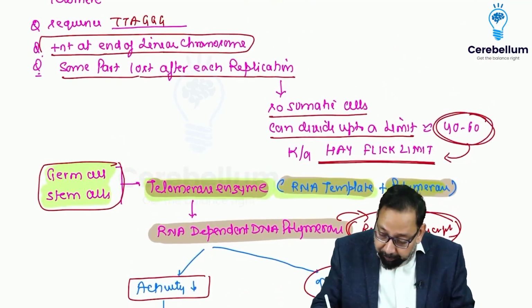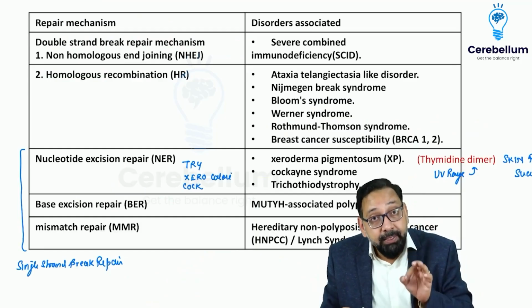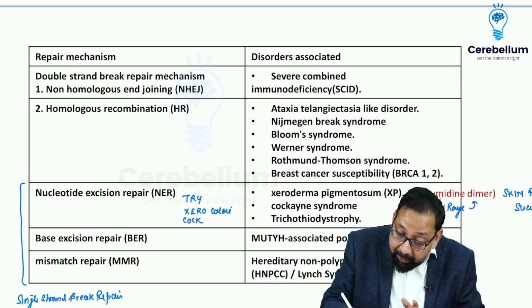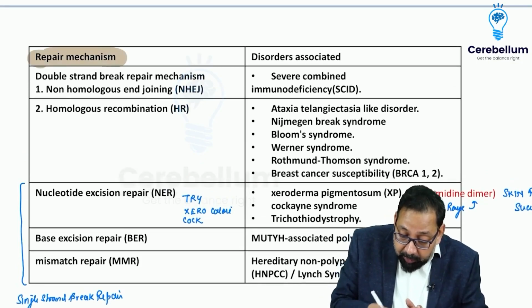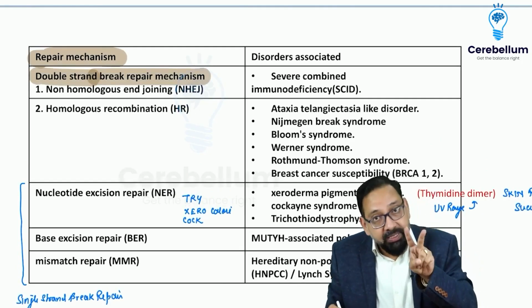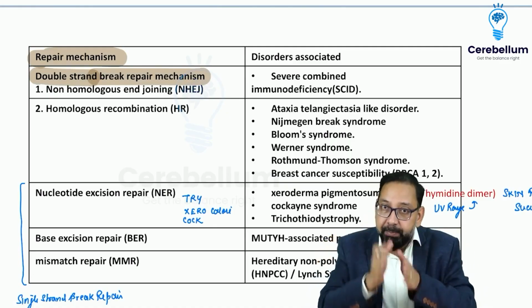Hayflick limit. Question: now, DNA repair mechanisms and disorders due to their defects. We found that the repair mechanism for double-stranded breaks includes two. Double-stranded break: in double-stranded DNA, a double-stranded break occurred.